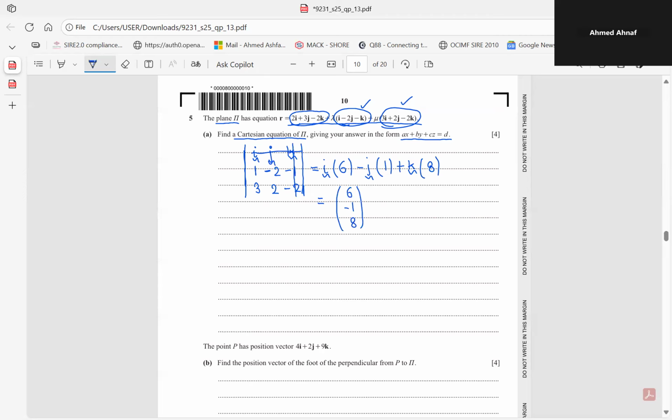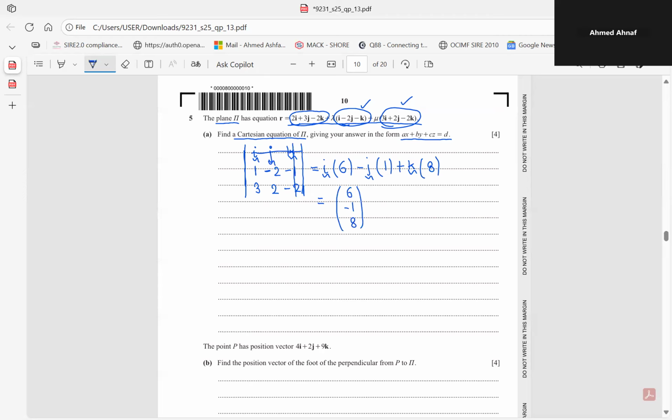And hence our equation would just be 6x minus y plus 8z equals d. And to find this d, we just have to substitute the coordinates of a point on the plane, which is given right here. So this is 2, 3, -2. So we'll just substitute that. So 6 times 2 minus 3 plus 8 times -2. So this is just 12 minus 3 minus 16, which is -7.